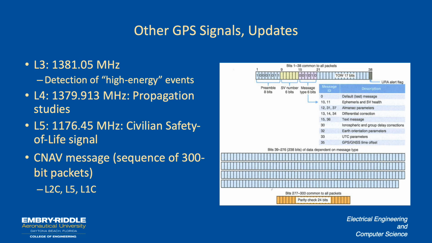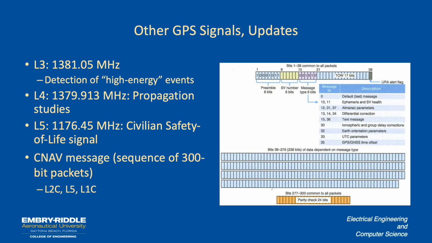You can send the almanac, the ephemeris data, the service vehicle health, ionosphere corrections and the like. So it's a more generic messaging system where you don't have to send information at fixed rates. You can send them at particular times when it matters, and you can even have multi-packet messages, and the system can reconstruct them. So that's this new CNAV message.